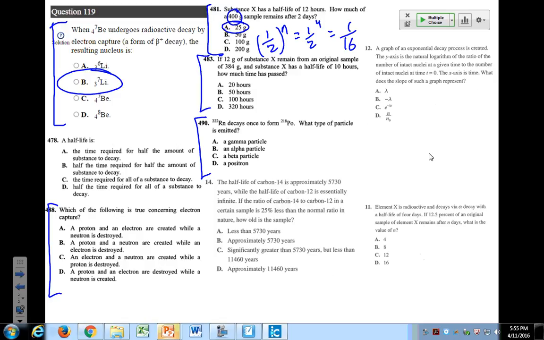Let's look at 483. This one's a little bit different. How much time has passed if I started with 384 grams, and then I finished with 12 grams?